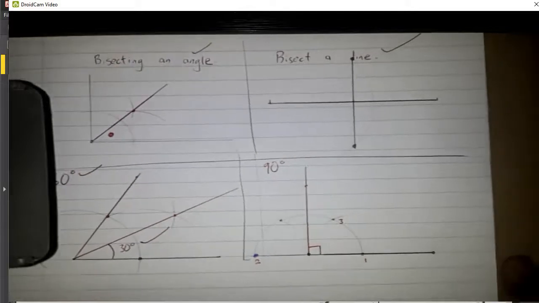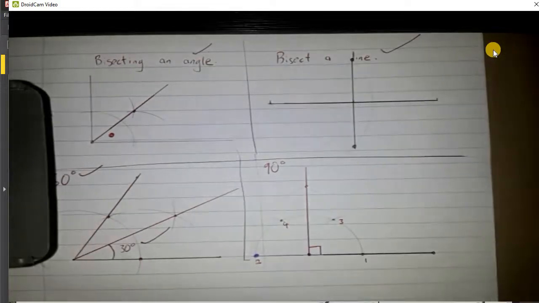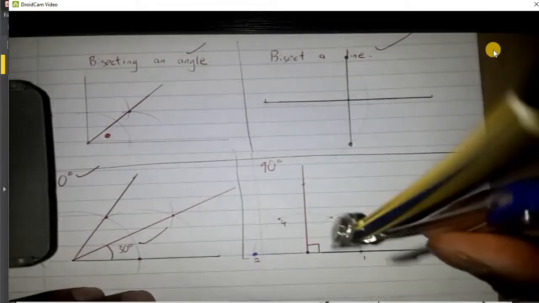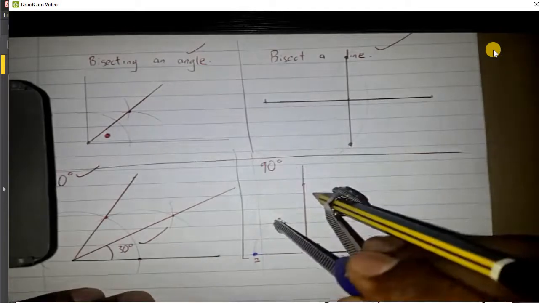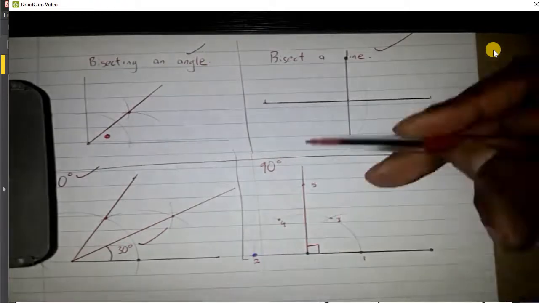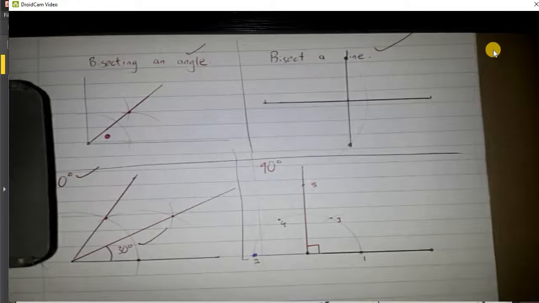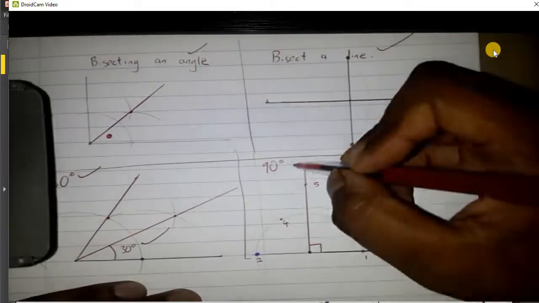Then we've also made point 4, right? From this we cut and we made point 5. Your last step, you draw that. That's your 90 degree. Now to get your 45 degree, so we finish off 90 degree.